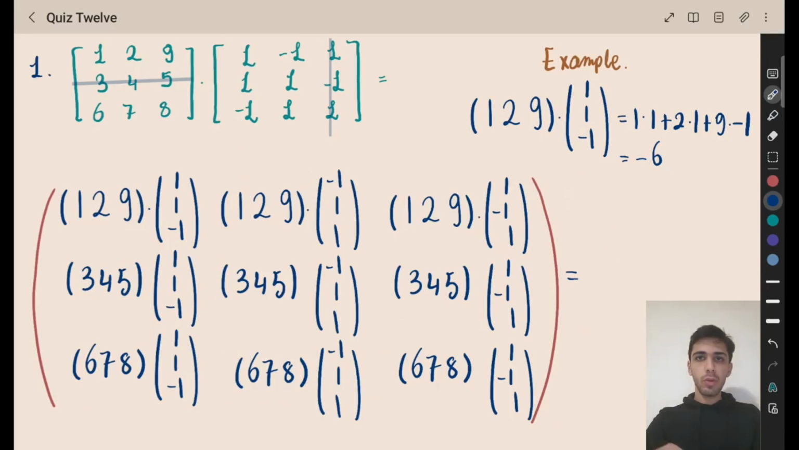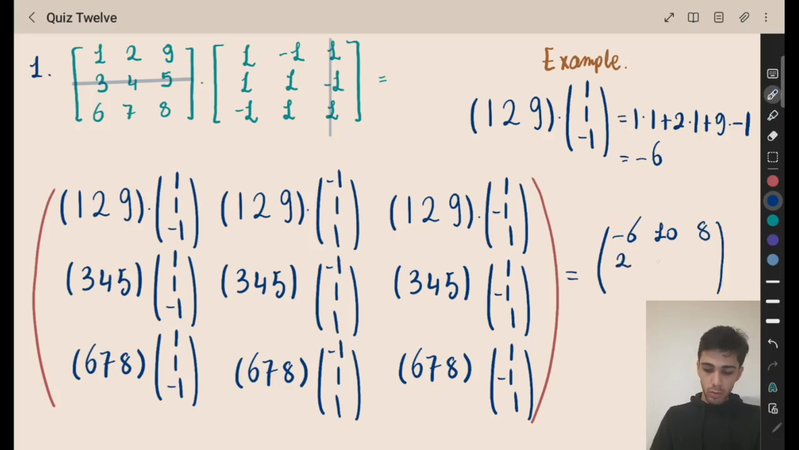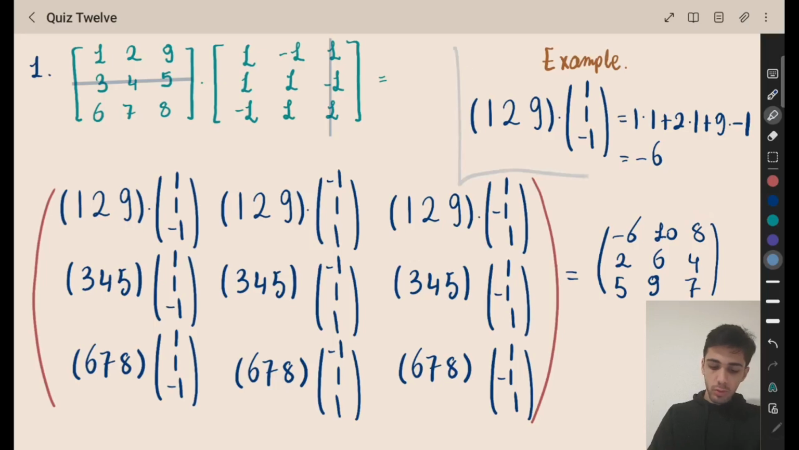Because it would be silly to watch me compute all of this. I think that would be very silly. So I'll just give you the answer here. -6, 10, 8, 2, 6, 4, 5, 9, 7. Yes, so this should be the answer that you would obtain. You should try to do it for all of the remaining entries and see if this is indeed what you get. If it's not, maybe there's a mistake, you can try again.